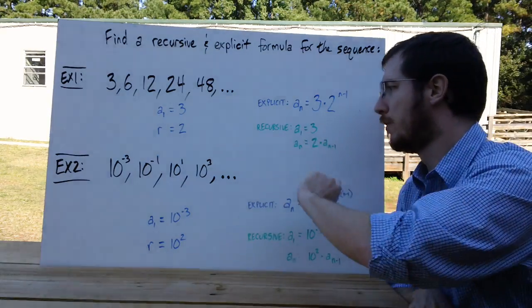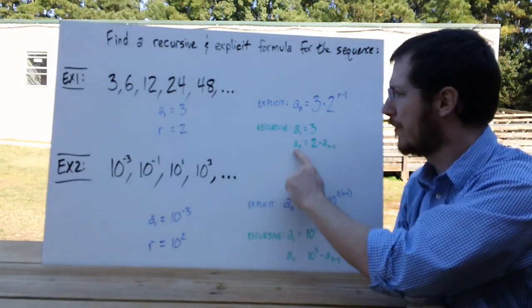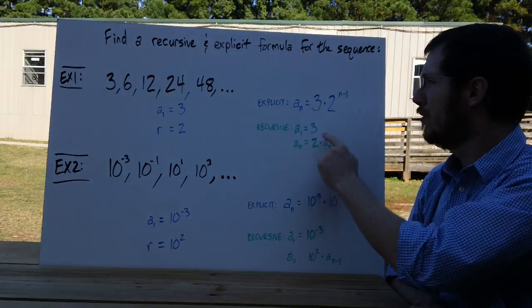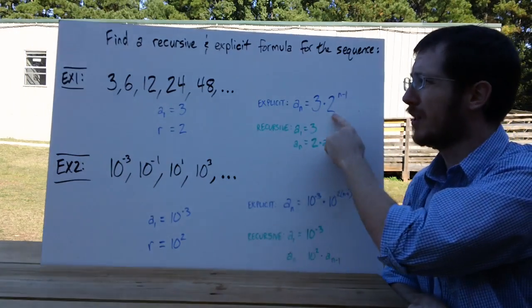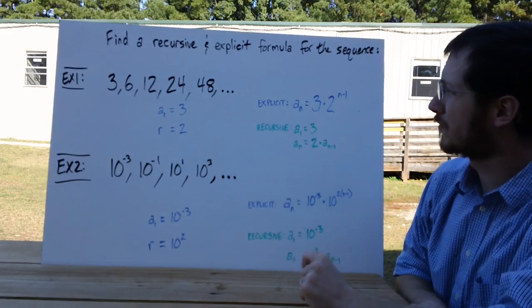All right, so recursive form. We've got our initial value, a sub 1 equals 3, and our formula, a sub n equals 2, which is our common ratio, times the previous term, a sub n minus 1.